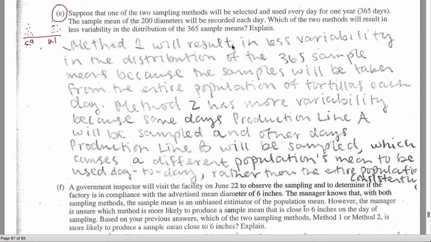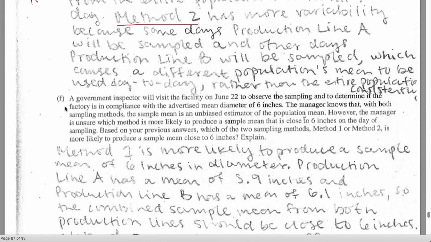So this student said method 1 results in less variability in the distribution. That's true. They go on to talk about method 2 would have more variability because they would be sampling from both means, and yes, the sampling distribution would have more variability. But they never describe this sort of thing where there's a pile around 6.1 and a pile around 5.9. They never get around to describing that. And so because they never describe the shape and the distribution of method 2 sampling distribution, then this was not correct. So the most they can get out of this would be a P so far.